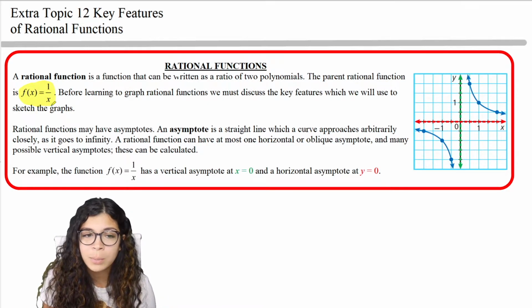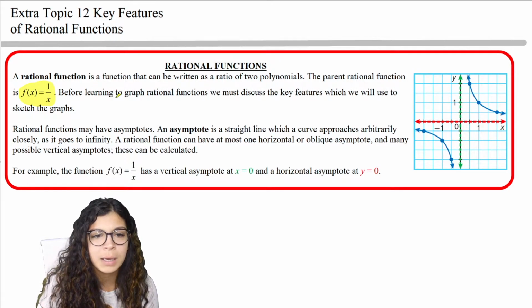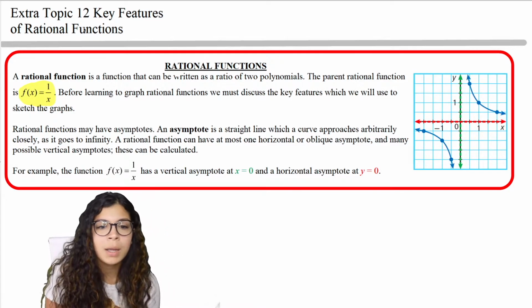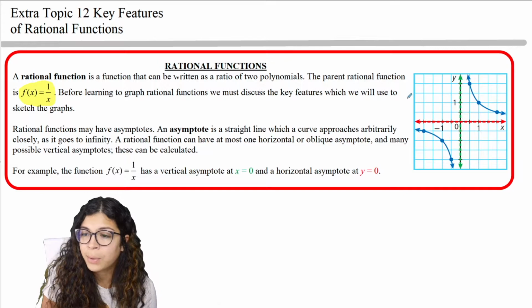1 is a polynomial, x is a polynomial. So that is the most simple that we can get. Now, the rational function for f of x equals 1 over x is actually graphed right here.